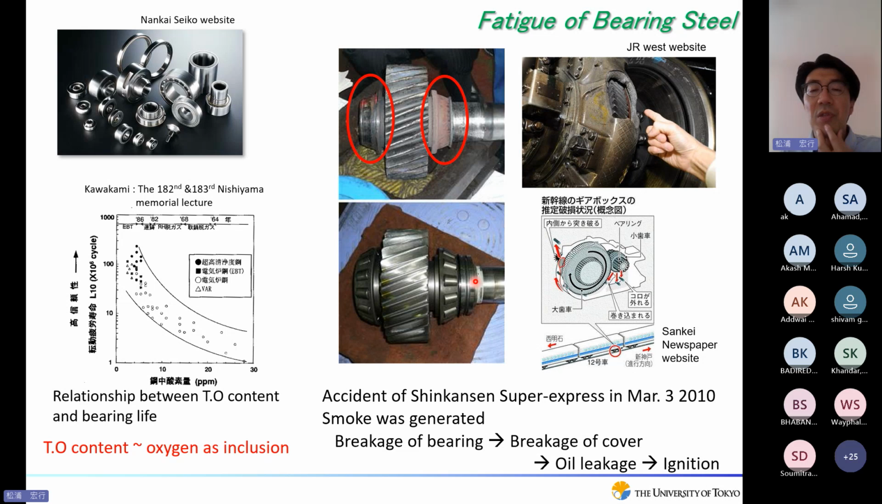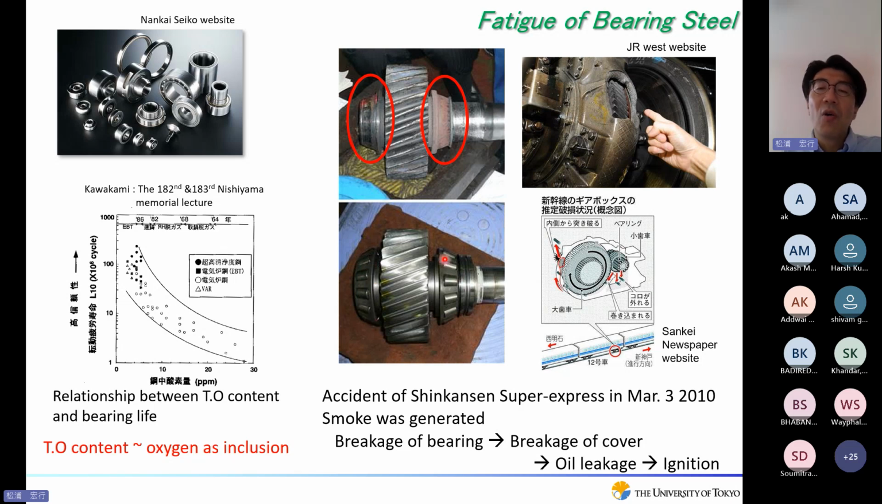The right side figure shows one example of an accident that happened in Japan. Again, sorry, this is Japanese, but this figure shows an accident that happened in Japan about 14 years ago on the Shinkansen. I'm not sure if you know the Shinkansen, but it is a bullet train, and it runs at about 300 kilometers per hour during operation. And here is the gear to run the Shinkansen. In the original product, you can see many bearing parts here.